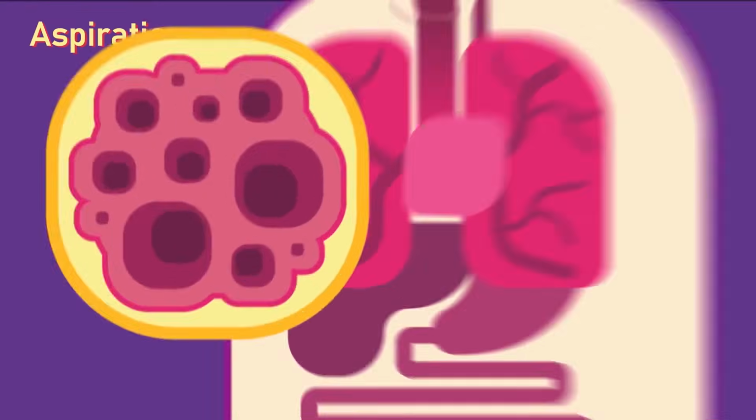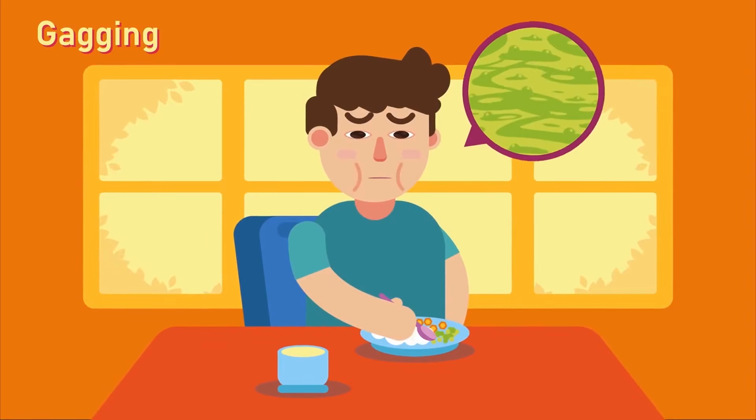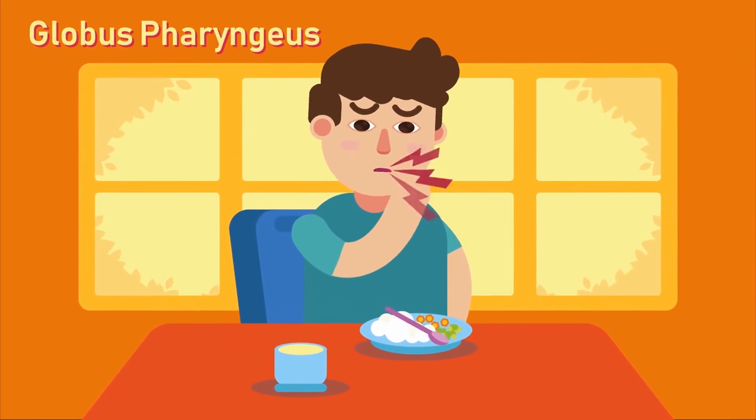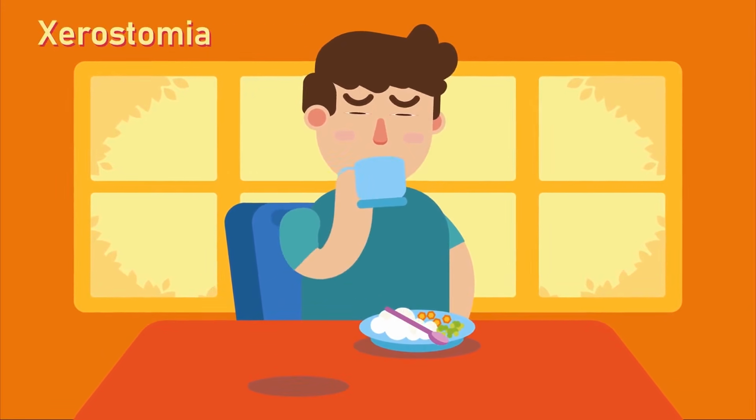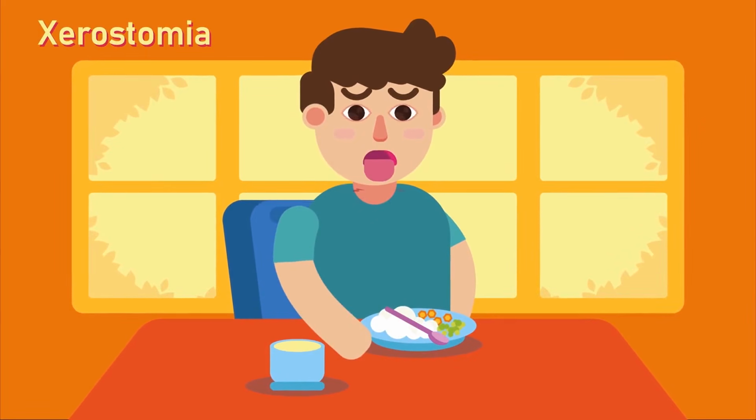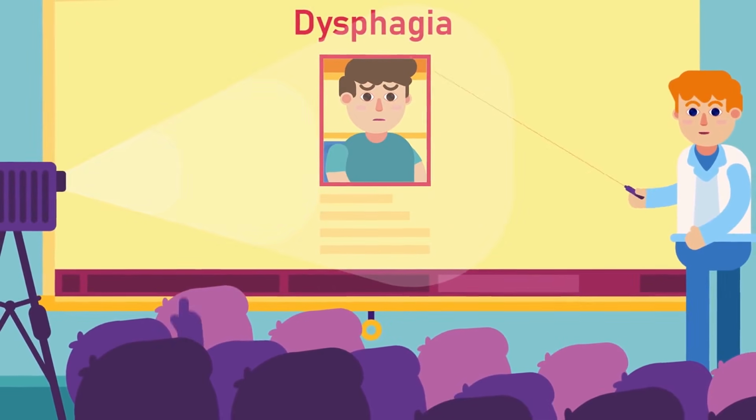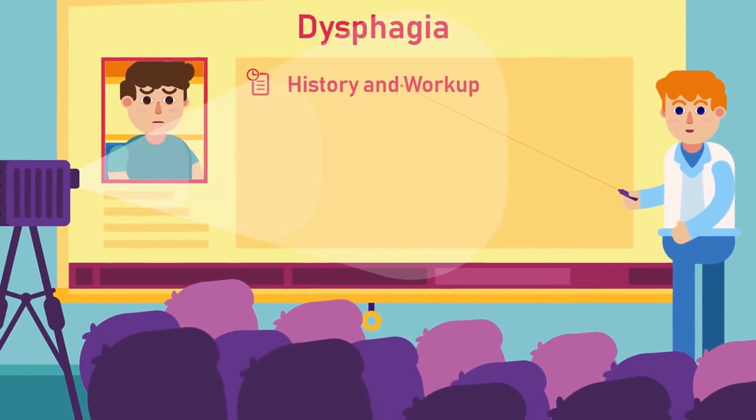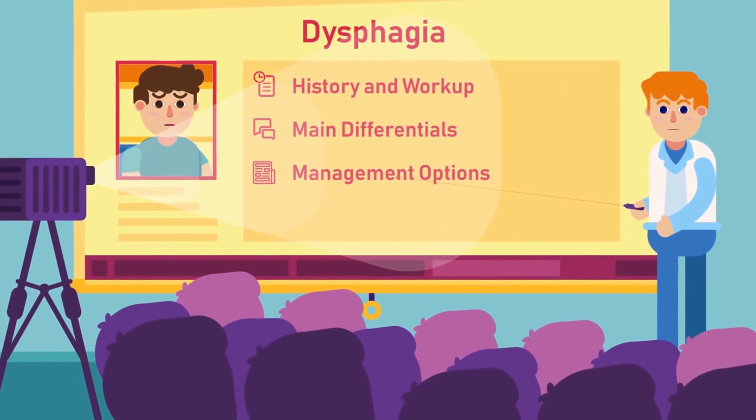This can further lead to aspiration pneumonia. Gagging, in which the patient may feel that the food is causing them to throw up and vomit. Globus pharyngeus, a feeling of a lump in the throat. Xerostomia, which means dry mouth, which may itself lead to dysphagia or odynophagia. Our main goal in this presentation is to discuss an approach to a patient with dysphagia, its relevant history and workup, and what are the main differentials and some general management options for dysphagia.